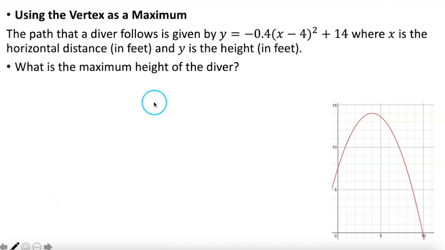Hi guys, this is Mr. Urrego, and today we're solving quadratic word problems using the vertex. We have a word problem, we have a graph. 90% of the times they will not give me the graph.